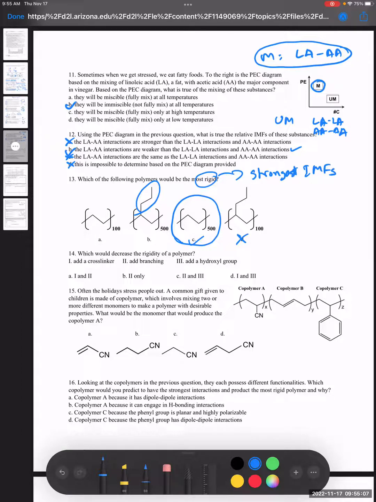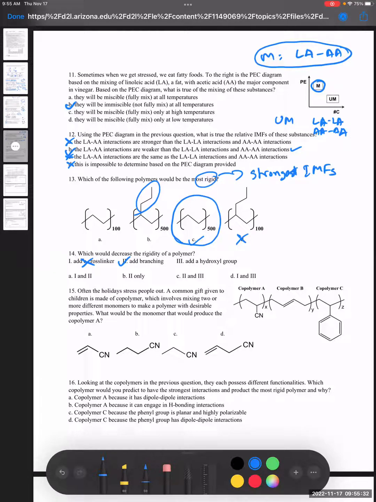All right. Moving on to question 14, which would decrease the rigidity of a polymer. If you want to decrease the rigidity of the polymer, you need to weaken the intermolecular forces. Adding cross links will strengthen the intermolecular forces. That's not going to help. Adding branches will decrease the surface area of contact, thereby weakening the intermolecular forces.